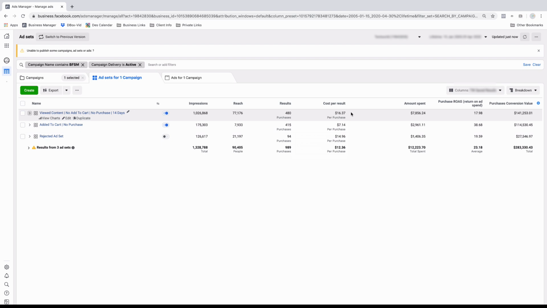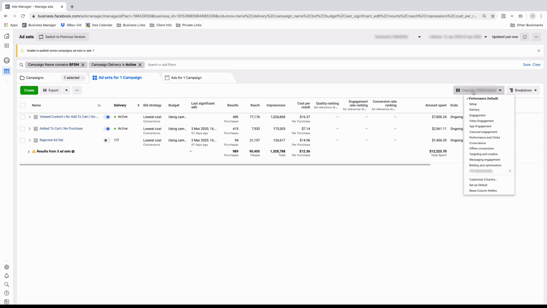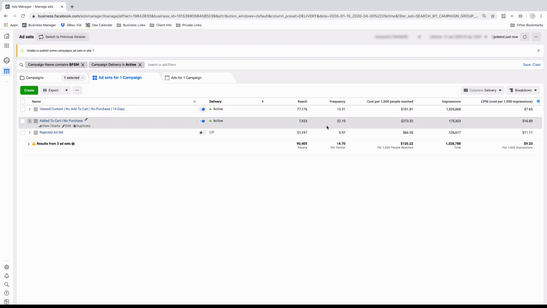Let's have a look at one more thing before we force Facebook into making decisions. We need to have a look at our frequency. We'll have a look at our delivery, and we can see that our frequency in both of these is extremely high. So while this add to cart is producing better results, it's actually been fed out 22 times per ad to people, which is horrific. I don't want people to be seeing my ads that many times.